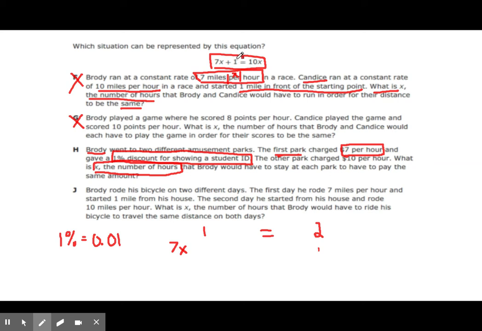Another way I know that I can eliminate H is this word discount. Anytime I see that word discount, I know that means subtraction. Think about if you go to a store and you buy some stuff, but you have a coupon that grants you a discount off the total price. Well, when they take that discount, they're subtracting it from the cost to get your new total. So anytime I see discount, I know I'm subtracting. Well, in this equation, I'm adding. So I can eliminate H, which leaves us with J, but let's go ahead and work through it to make sure that is in fact our correct answer.